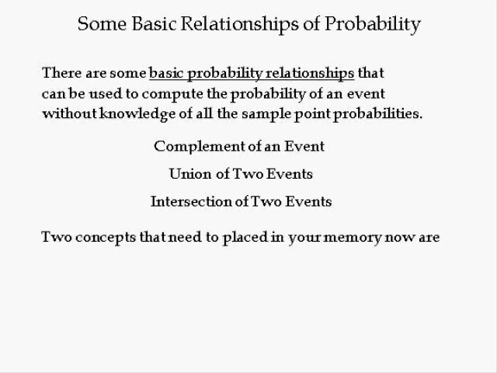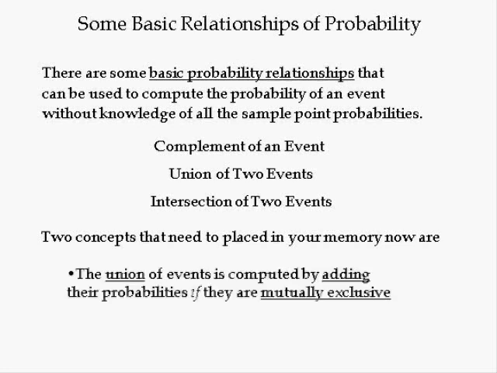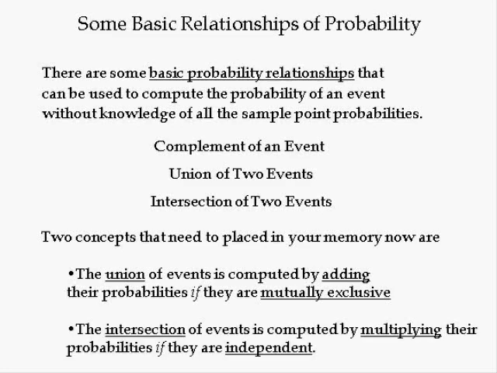Two of the biggest problems students have is understanding the difference between mutually exclusive events and independent events. The union of events is computed by adding their probabilities if the events are mutually exclusive. The intersection of events is computed by multiplying their probabilities if the events are independent.